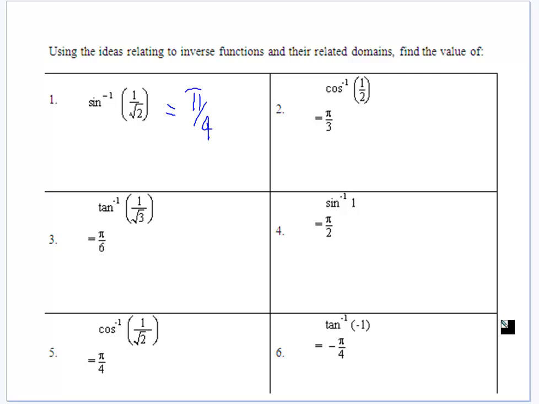So let's apply some of the ideas of inverse trig functions and their related domains. We're restricting our domains because we want these to be functions that we're dealing with, and we can use that to find values. So, inverse sine of 1 on root 2.